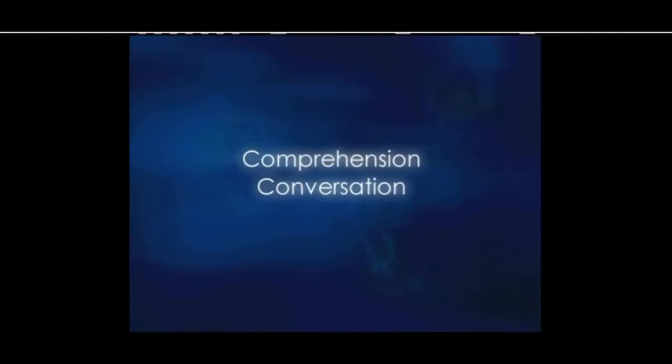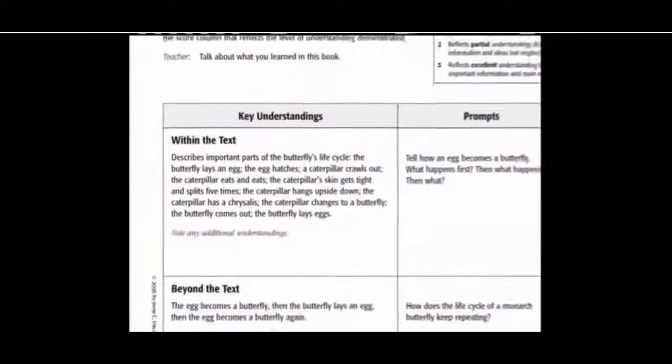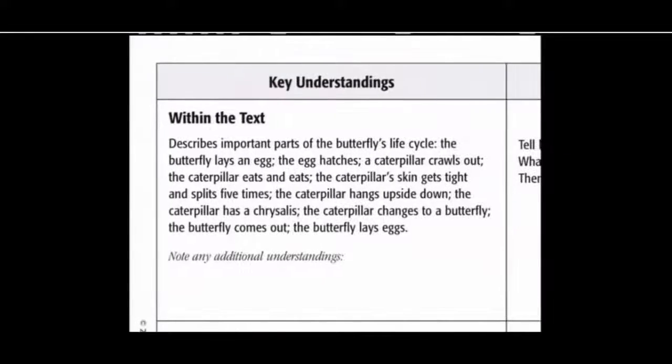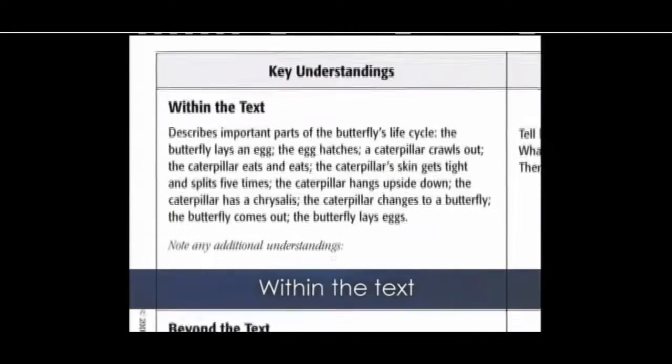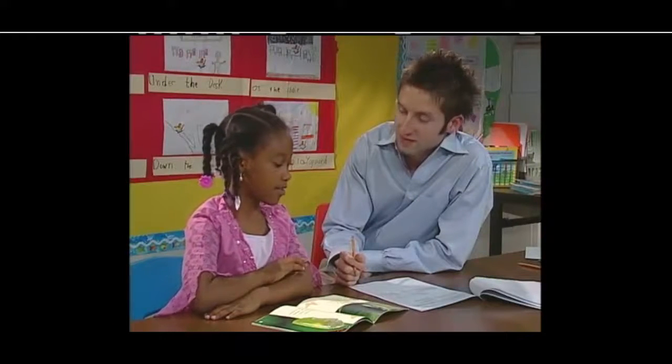After the student finishes reading, engage her in a comprehension conversation. This conversation is an open-ended invitation to talk. On the recording form, you will find a chart of key understandings or important ideas that the reader should have gleaned from within the text and beyond the text. I learned that a butterfly starts off as an egg, and then it goes to a caterpillar, and then it's a chrysalis, and then it turns into a butterfly. And then if it's a girl butterfly, then her children can start the life cycle again.